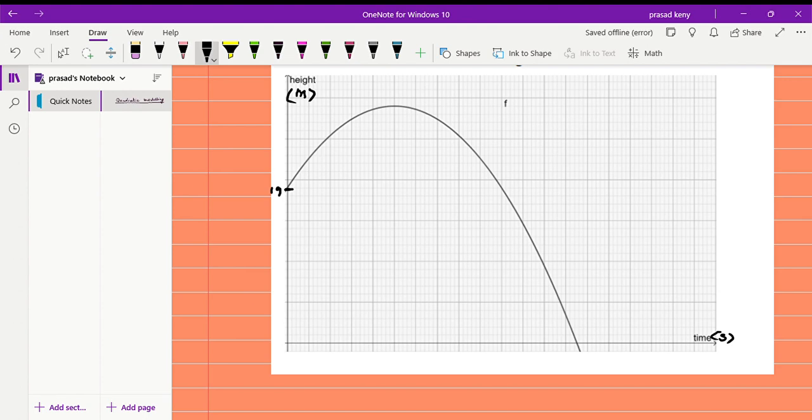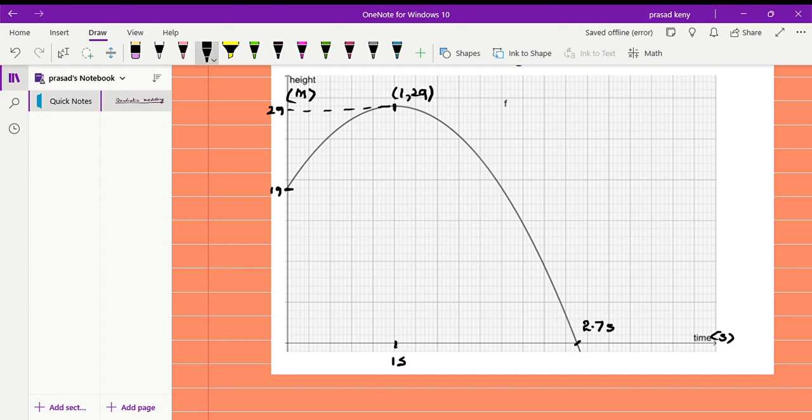The vertex is 1, 29. And as you can see in this graph, the vertex is a maxima. That means the maximum height reached by the ball is 29 meter and it is reached 1 second after the projection. And the x-intercept on the time axis is the time when the ball will hit the ground, that is 2.7 seconds.